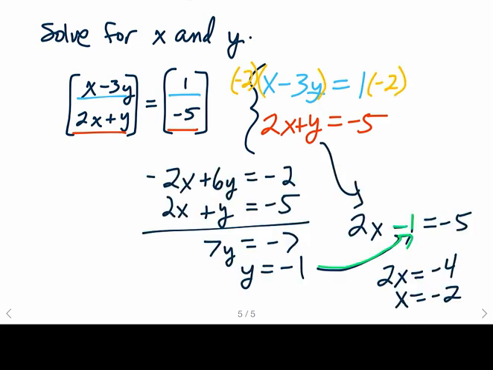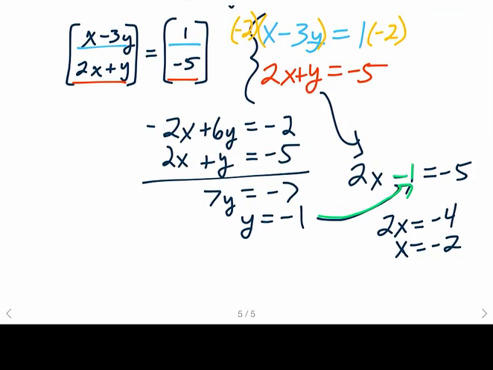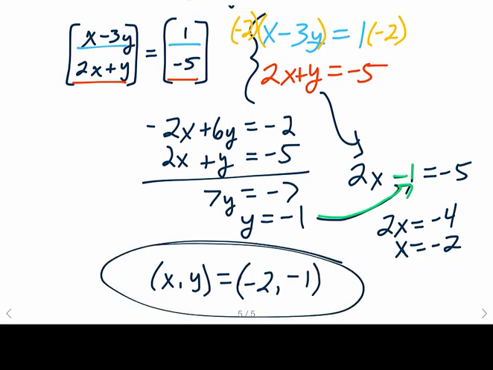And I used elimination. I eliminated the x's to come up with (x, y) is equal to (negative 2, negative 1). Now how would I verify that my answer is correct? Just like we would in any other case. We'd put negative 2 in place of x in the original matrix equation, and then negative 1 in place of y, and then see that the top row becomes 1 and the bottom row becomes negative 5. That's it.